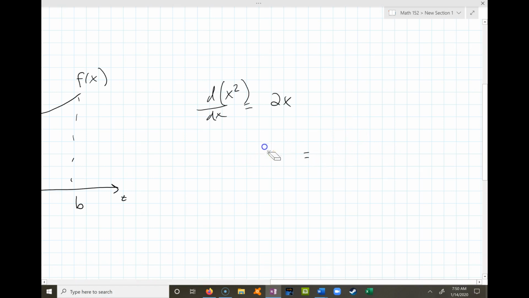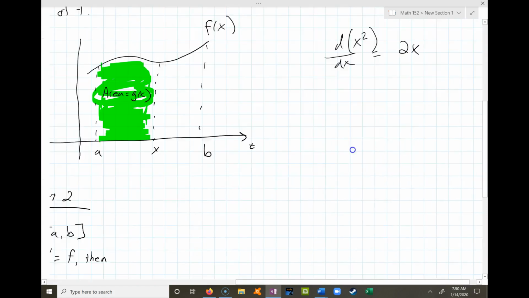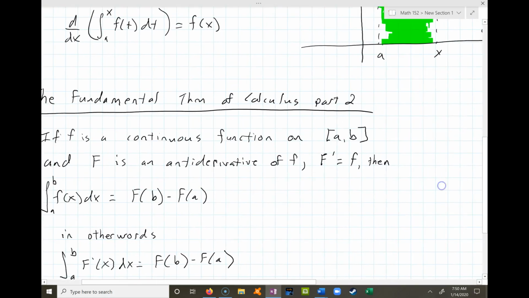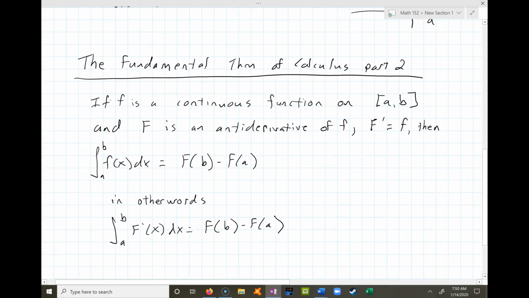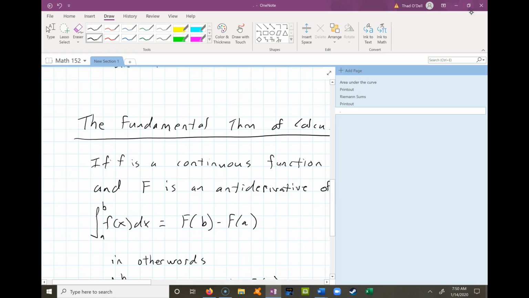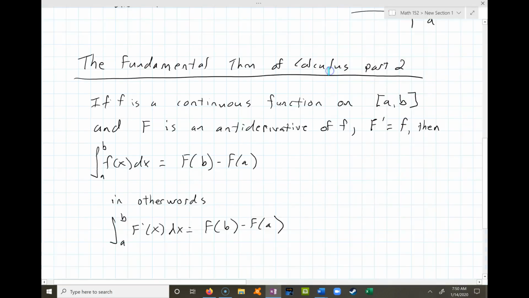Okay, that's the idea. So now we'll go to the Fundamental Theorem of Calculus Part 2. If f is a continuous function on a to b, the same condition as before, and capital F, notice that's a capital F, not a lowercase f, it's important to notice this is different than that f. Capital F is the antiderivative of f. In other words, capital F prime is equal to f.